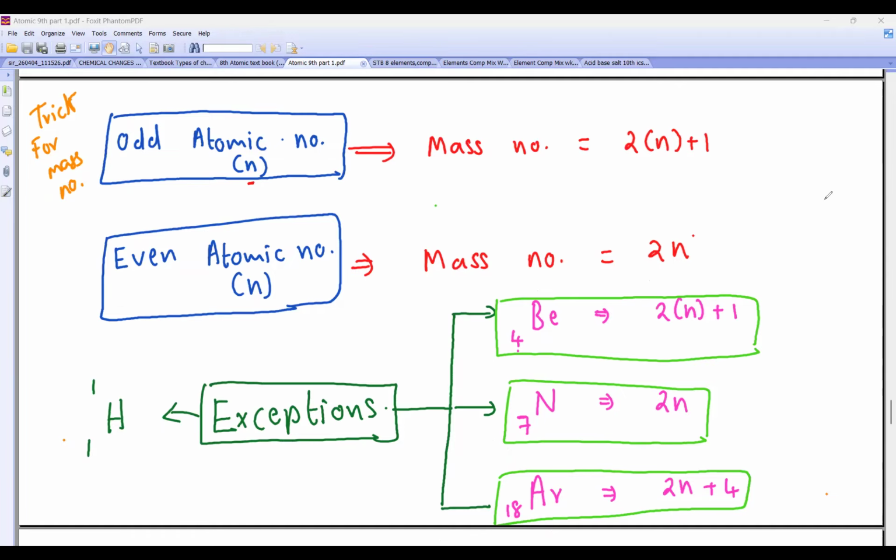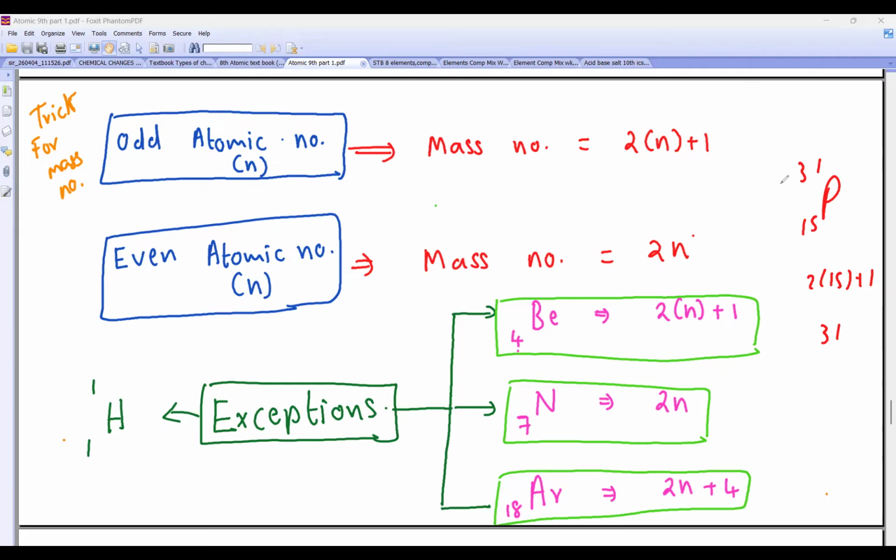चलो हाइड्रोजन को छोड़ के हम लोग जा रहे हैं. Exception, because in hydrogen this rule will not apply. Suppose I am going to take sodium. Atomic number is how much, beta? 11. It is even or odd? So how to find mass number? 2 into 11 plus 1. 23. मिल गया कि नहीं? Okay, suppose I am giving you phosphorus. It is even or odd? So how to find its mass number? 2 into 15 plus 1. So 31. Easy.